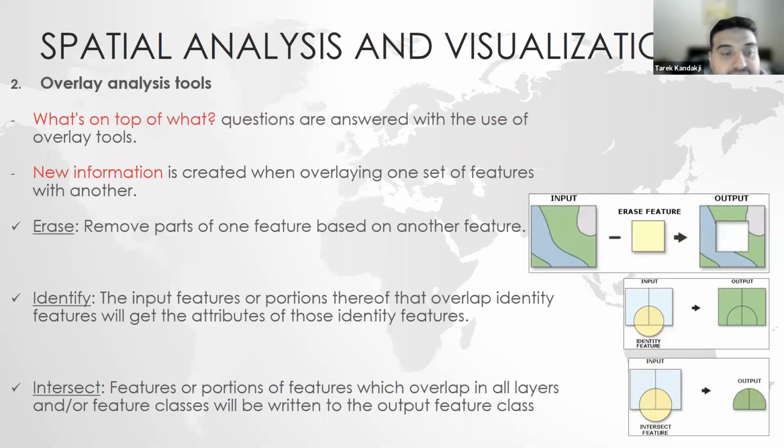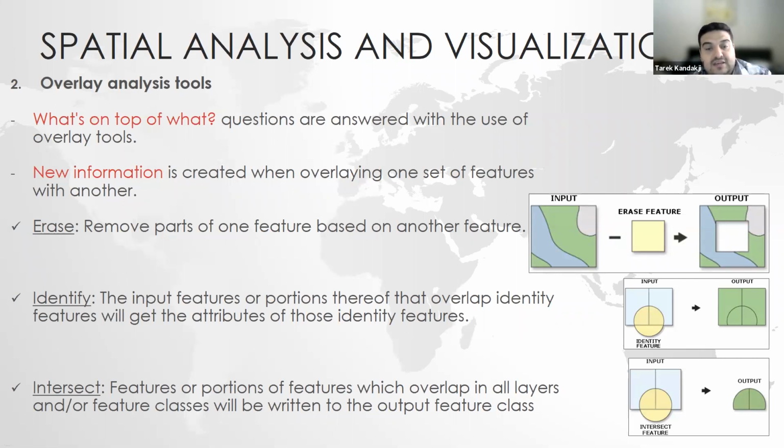Now, the identity here: the input features or portions that overlap identity features will get the attributes of those identity features. I'll explain it this way. Here's the input, and you have the identity feature, and here's the output. Now, what happened is, like let's say this feature here, the square or the rectangle, you have information.